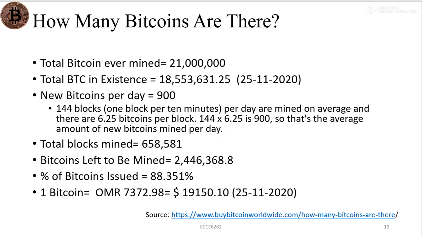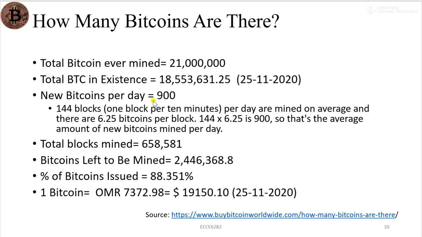If we want to see how many Bitcoins there are in the world right now, we know that the total Bitcoins that can ever be mined is equal to 21 million. And currently, as of 25th November 2020, the total Bitcoins in existence are around 18 million, or 18.5 million you can say. How many new Bitcoins are created per day? We create 900 Bitcoins per day.